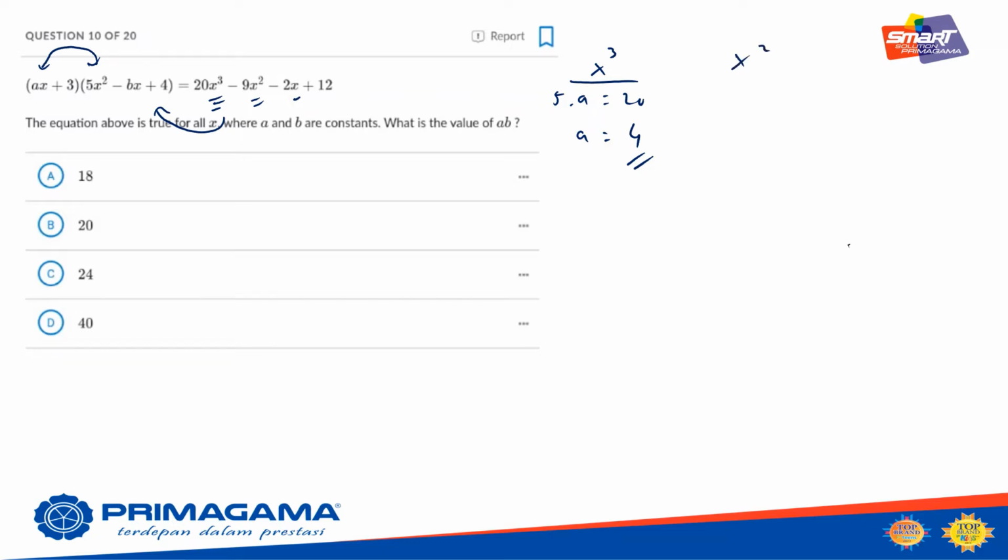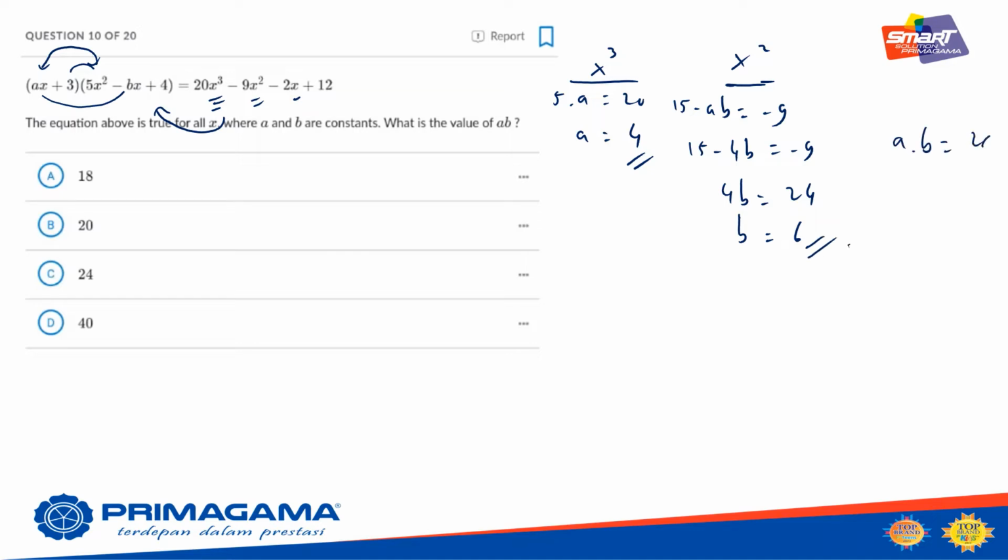Next, for the x squared, on the right hand side is minus 9. On the left hand side, to get x squared is to multiply a with minus b and 3 by 5. Hence, we will get 15 minus ab. 15 minus 4b is equal to minus 9. Hence, 4b is equal to 24, or b is equal to 6. Hence, a times b is 24.